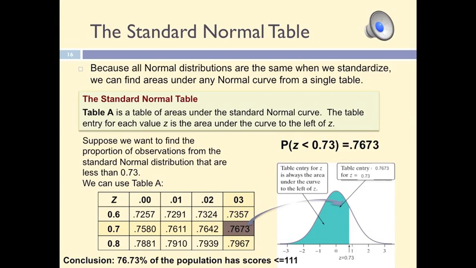The cell that we find at the intersection of the row 0.7 and the column 0.03 includes the area to the left of our z-score, which is 0.7673, which means that 76.73% of the population has an IQ score below or equal to 111. Or we can say that Joe's score is above or at the same level as 76.73% of the population.